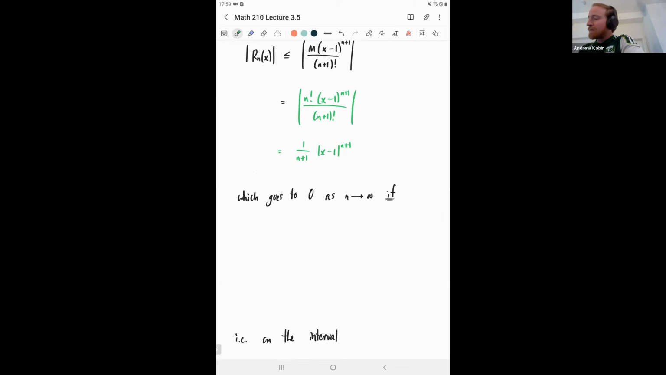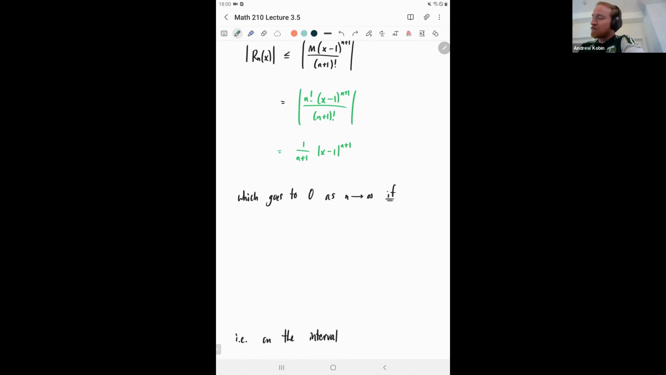And the idea here is this is just powers of n in the denominator, and anything exponential will beat it as long as, well, it's going to beat it no matter what, right? So if this expression inside of the absolute values is greater than 1, then this expression is going to blow up and take us off to infinity.